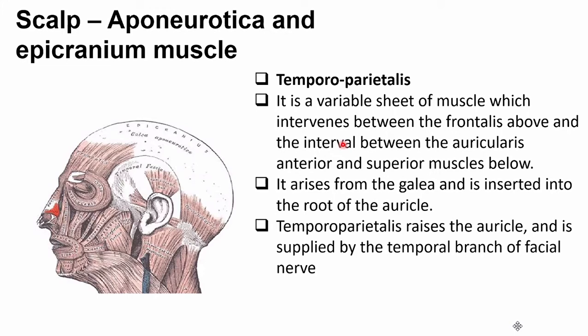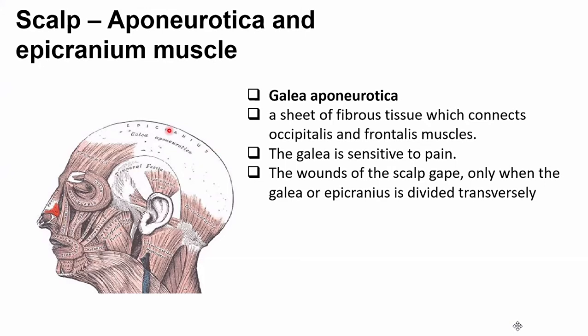So again, galea aponeurotica, and this is the frontalis belly muscle connected with the aponeurosis, and behind it is the occipital belly. The galea is sensitive to pain. This is the frightening part, once you have an incised wound transversely of this galea aponeurotica. Since there's a muscle here and there's a muscle here, if you have a transverse incision, it will really gape wide.